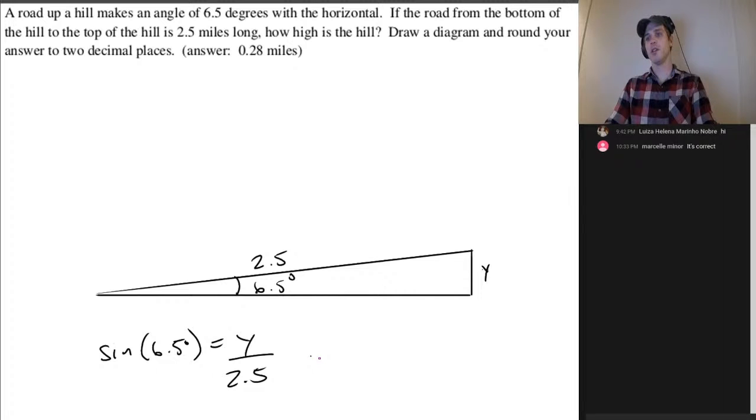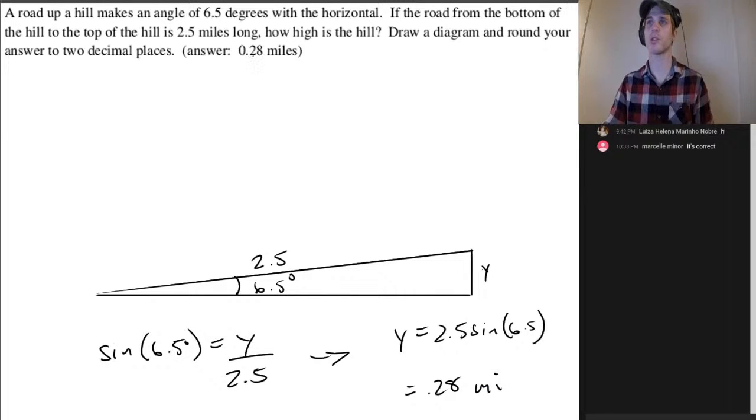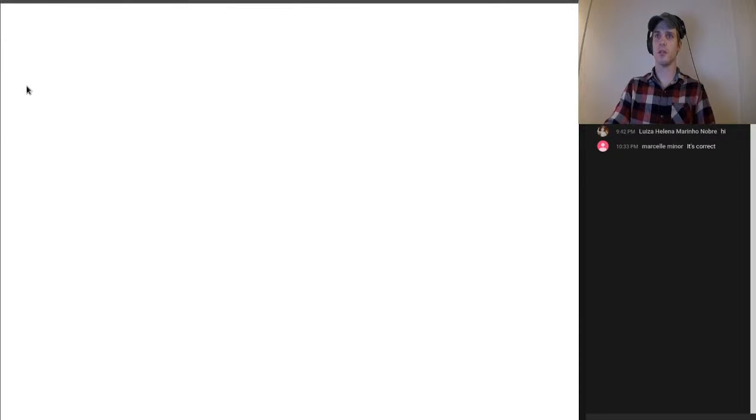And if we solve for y, we get y equals 2.5 times the sine of 6.5, which is calculator work. And we get 0.28 miles, okay. 0.28 miles, which is what they have here. And then let's go to the next one.